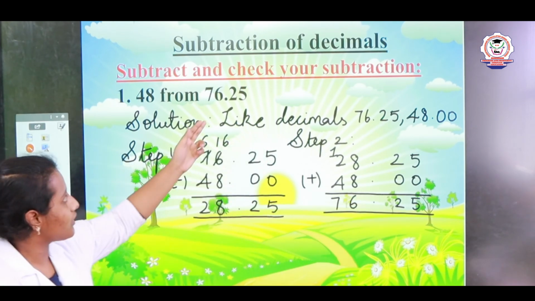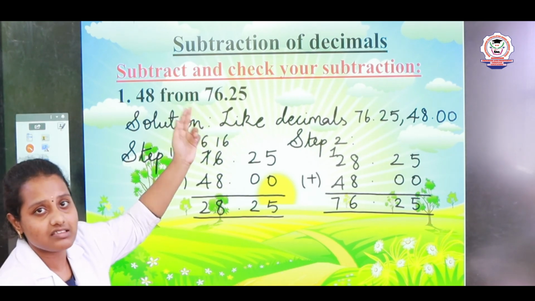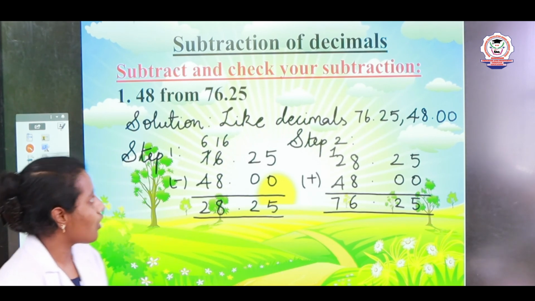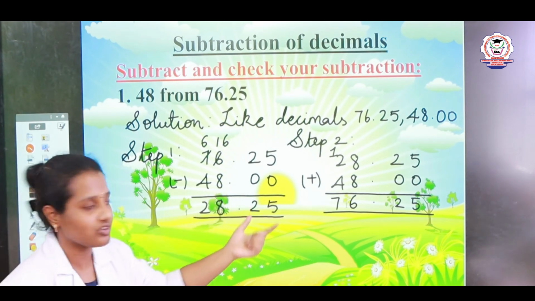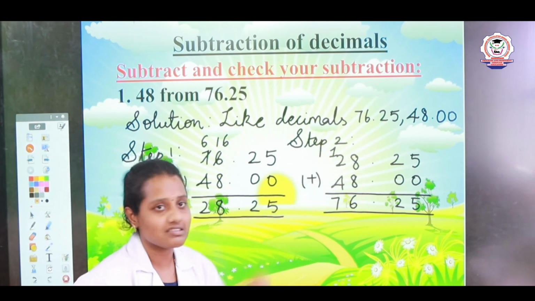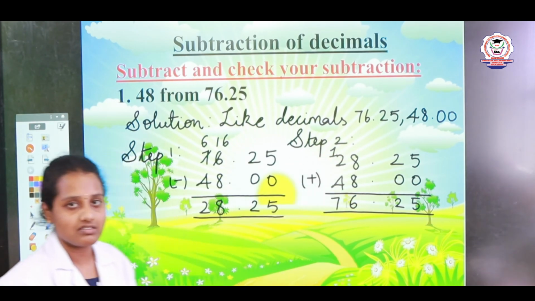See there, my children, they gave the question, that is 76.25. So our subtraction is correct. So if you want to check your subtraction, you want to take the answer and write that, and you want to add it with the least number in the given question.